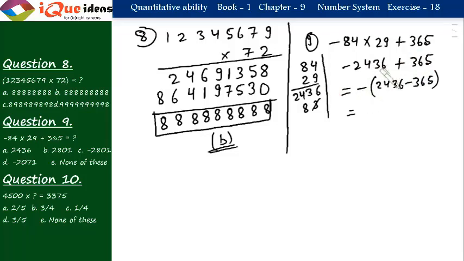So 6 minus 5 is 1, 13 minus 6 is 7, then 3 minus 3 is 0, and 2 with a minus sign. So minus 2071 is the final answer of the question. All right.